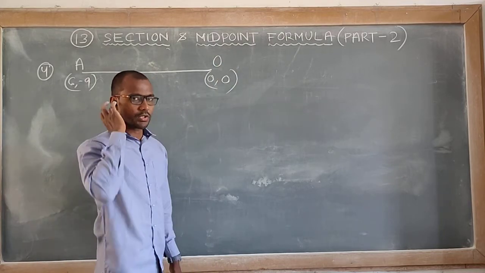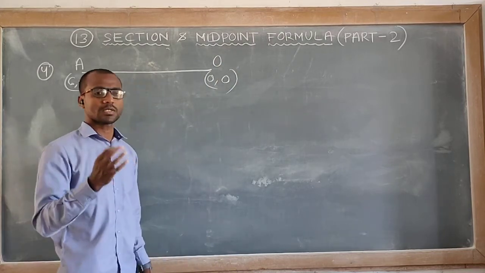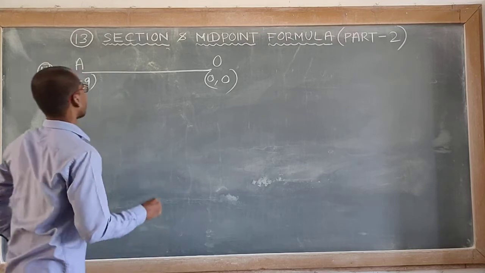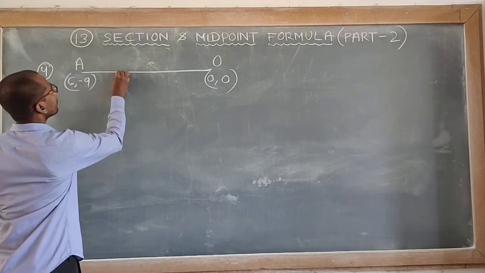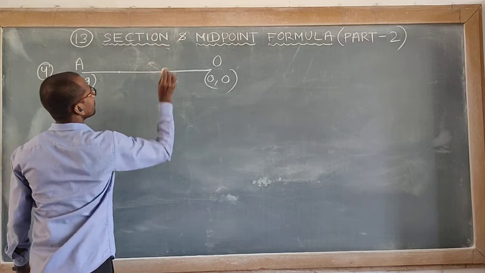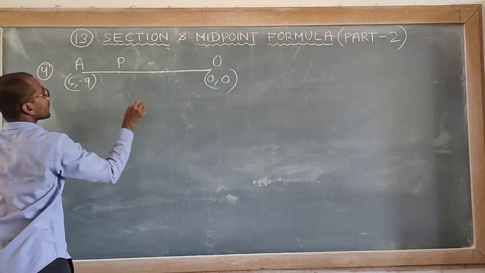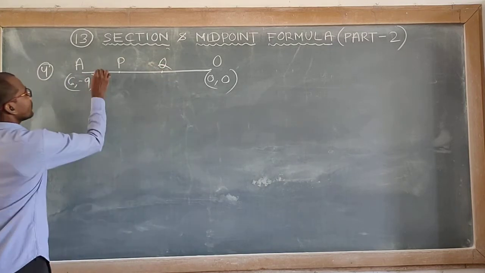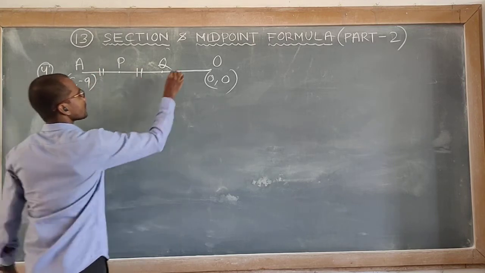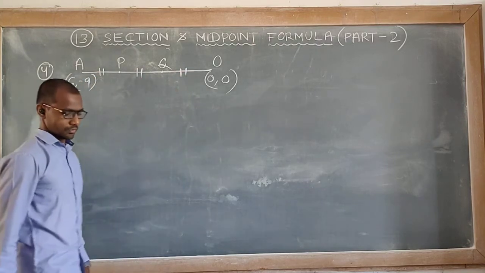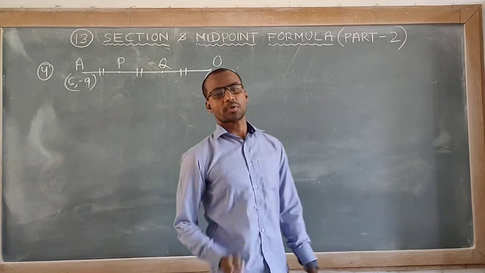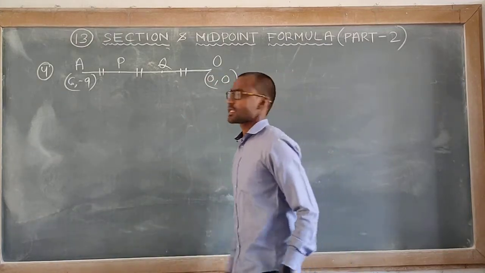We have to find the coordinates of the points of trisection. Trisection means 3 equal parts. So let the 2 points be here and here. Suppose this is P. This is Q. AP is equal to PQ is equal to QO. Then only they are points of trisection. Our first target is point P.